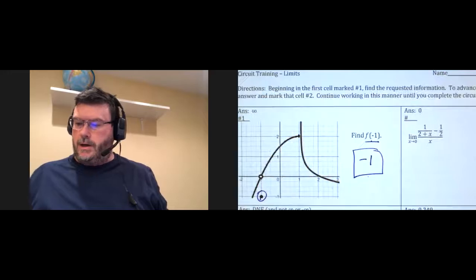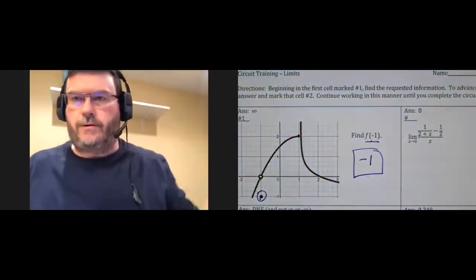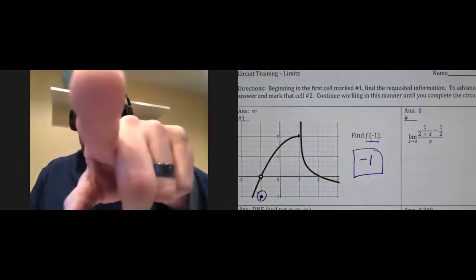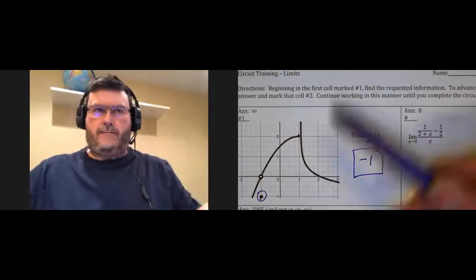Okay, so I hopefully have both screens up. I'm looking at my phone right here, and then I have my camera right here.